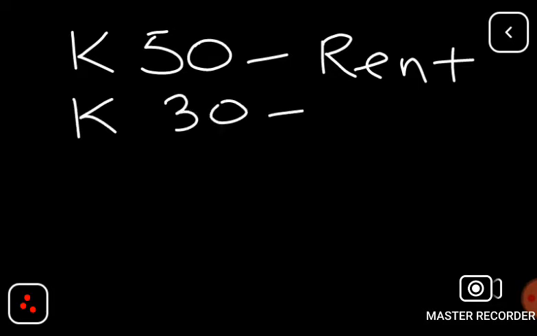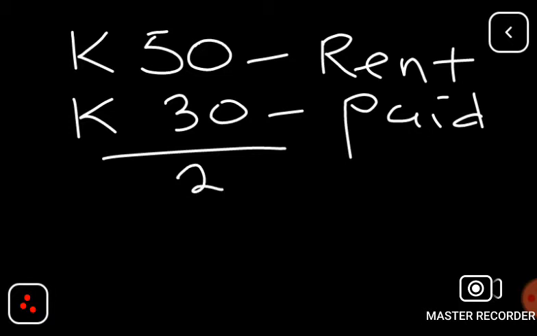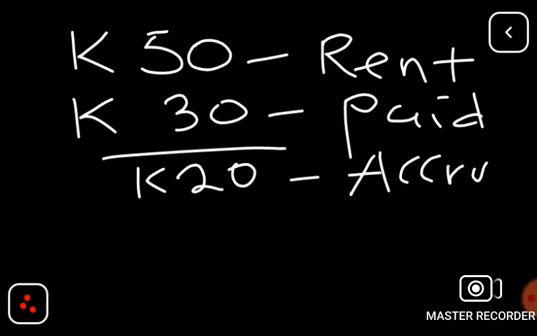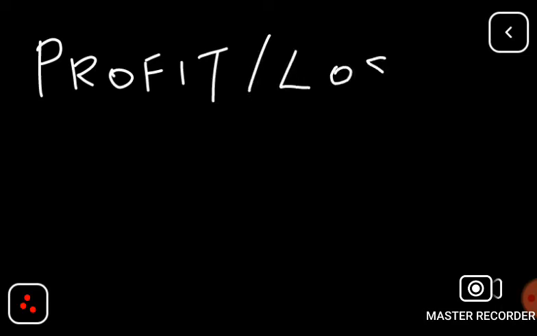For example, let's take our 50 kwacha as the rent that you're supposed to pay the whole year, and in that year you only managed to pay 30 kwacha. How much are you owing? You're owing 20 kwacha as an outstanding or accruals. So how do you record this in your financial statements? Let's make an extract of profit or loss extract.